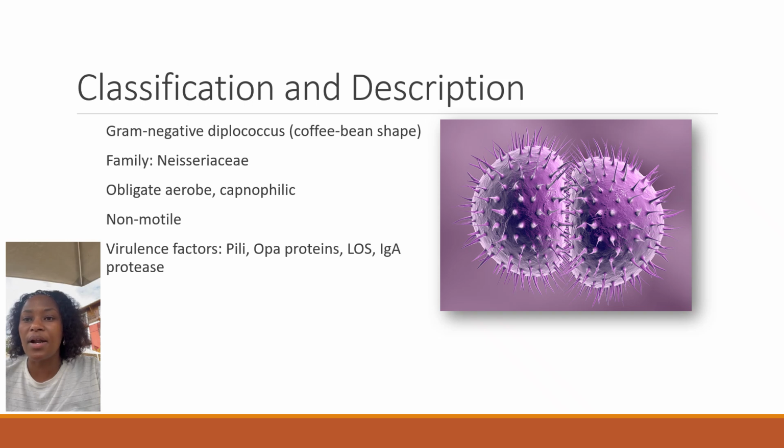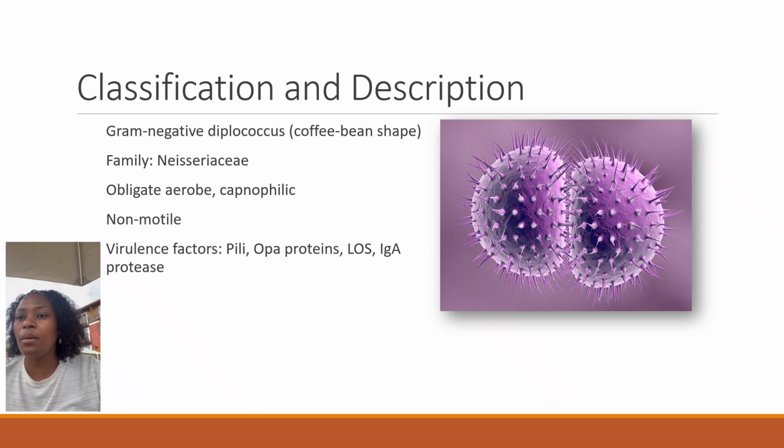Gonorrhea is a gram-negative diplococcus, meaning it appears as pairs of spherical bacteria with a distinctive coffee bean shape under the microscope. It belongs to the genus Neisseria and requires oxygen to grow, though it grows best with increased carbon dioxide. The bacterium is non-motile but compensates with several powerful virulence factors.